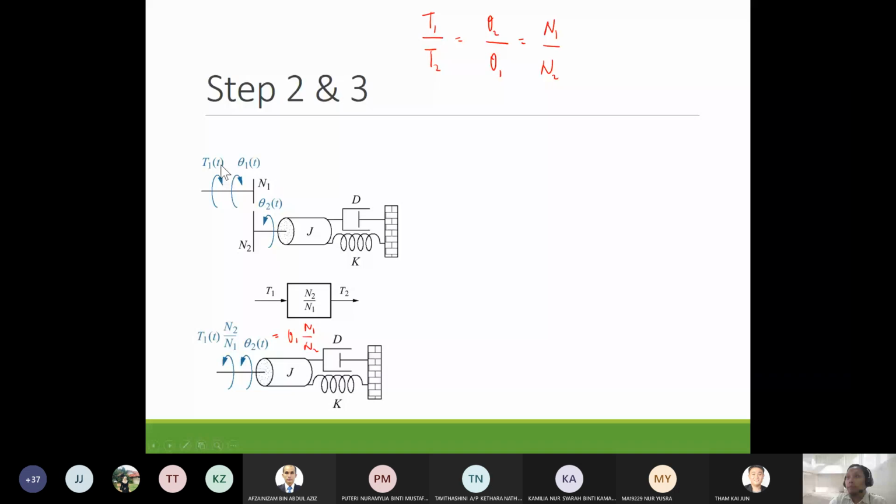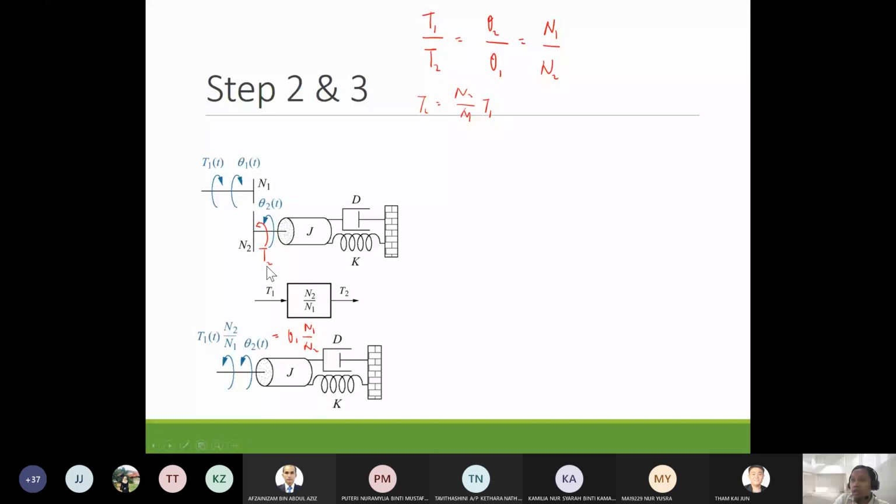Then we bring this torque T1 to the other side. To bring T1, you just multiply. You assume this torque here is T2. To get T2, you use this formula here. T2 equals N2 over N1 times T1. That's why here the figure is redrawn to remove the gear. So you get T1 times N2 over N1, which equals T2.